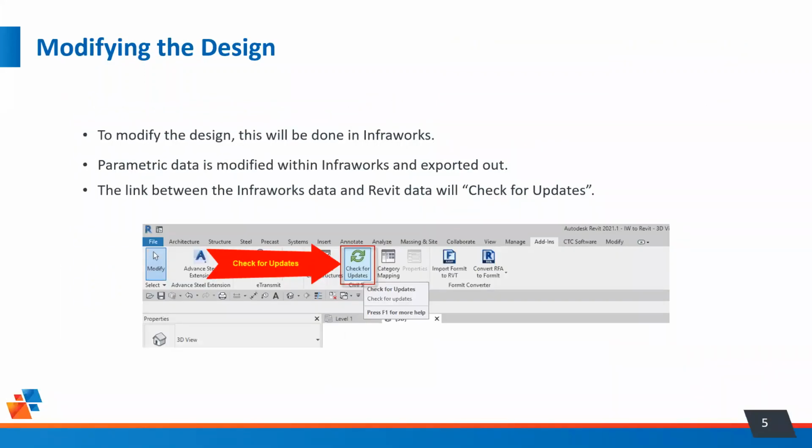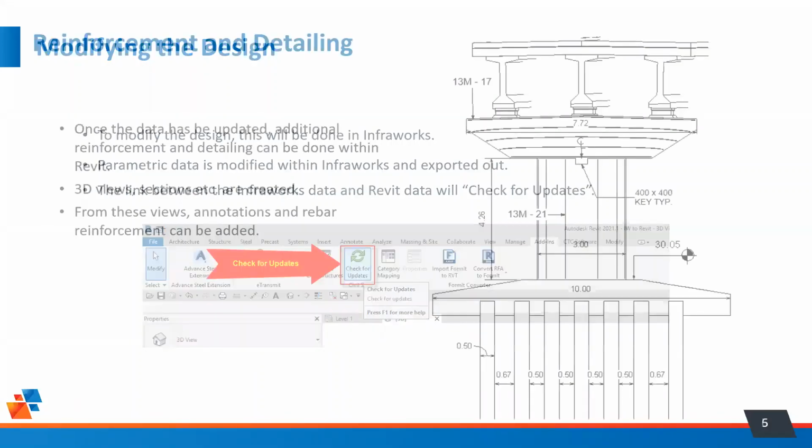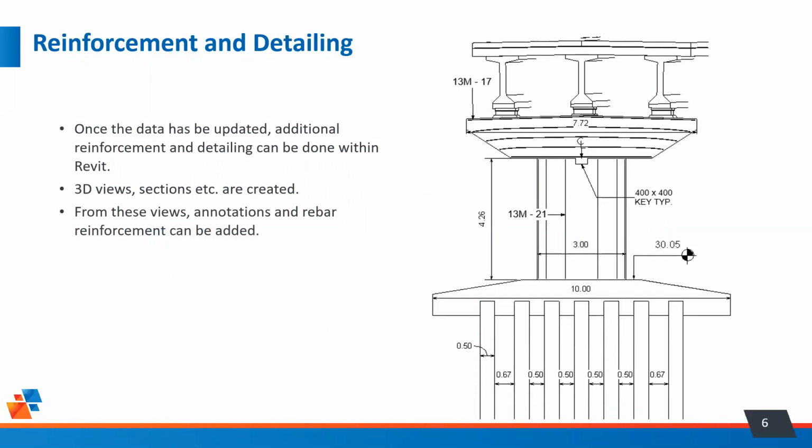Modifying design. As mentioned, to modify design, this will be done in InfraWorks. Parametric data is modified within InfraWorks and exported out. The link between InfraWorks data and Revit data will check for updates. Reinforcement and detailing. Once the data has been updated, additional reinforcement and detailing can be done within Revit. 3D views, sections, etc. are created within Revit. From these views, annotations and rebar reinforcement can be added.